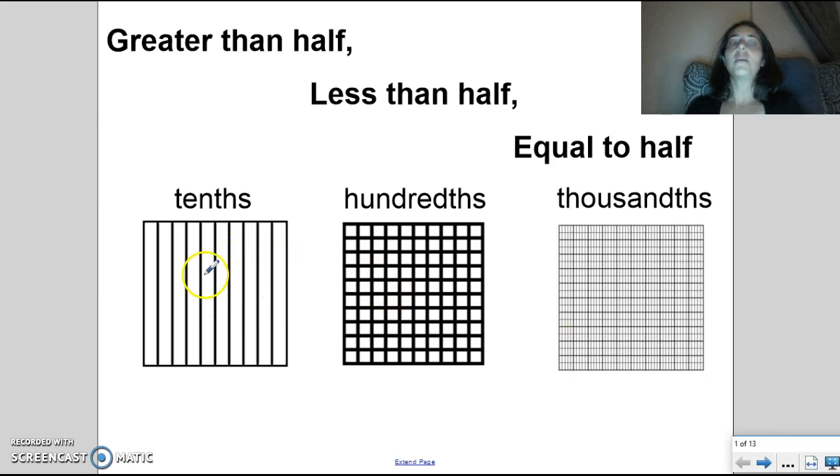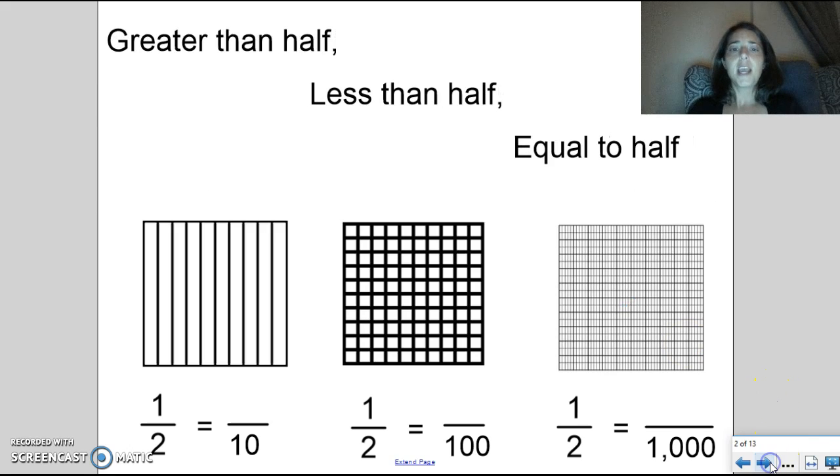So you can kind of see here we have our tenths frame, which breaks one whole object into 10 equal pieces. Here we have our hundredths frame, and that's going to take that same object, whether it's a brownie or a candy bar, and chop it up into 100 equal pieces, making each one a hundredth. Or we have our crazy thousandths frame, which takes that one whole and divides it up into 1,000 equal pieces. And our first job is going to be to figure out how many of these tenths would be exactly half, and how many of these hundredths would be exactly half, and how many of these thousandths.